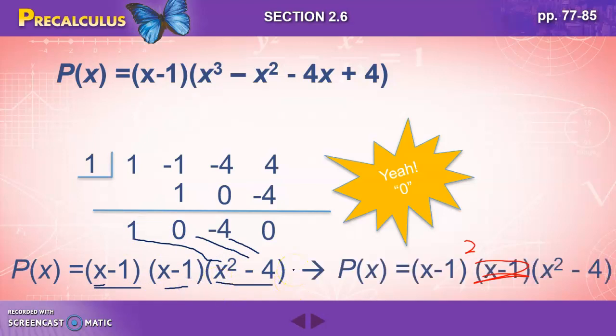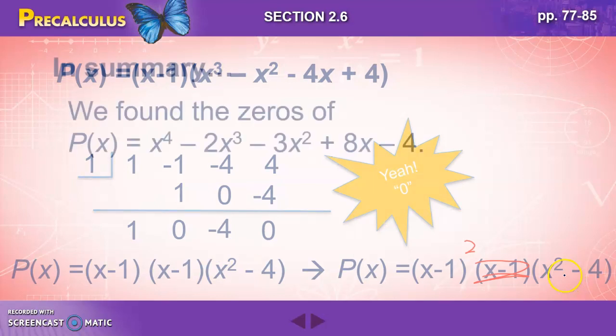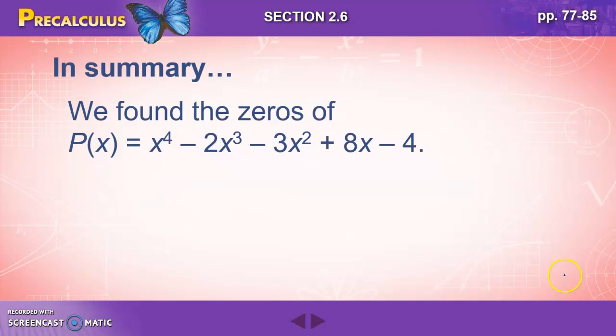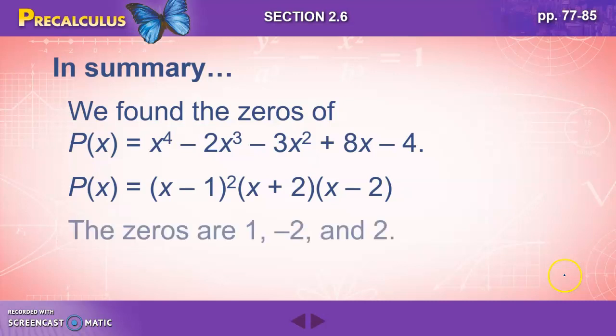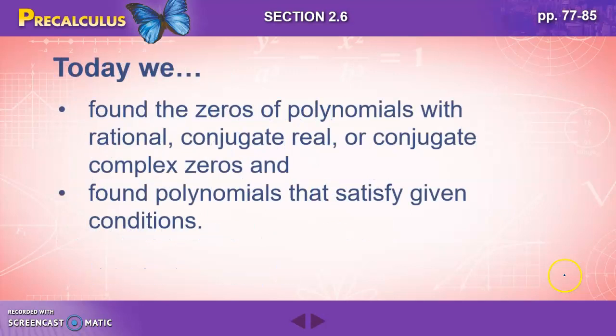So we've got 4 different roots. Now when we write that, we're going to write it as x minus 1 squared and x squared minus 4. It may only look like 3 roots, but we know that it's actually 4 because that x minus 1 has a multiplicity of 2. So in summary, we found the zeros of a polynomial, in this case x to the fourth minus 2x cubed minus 3x squared plus 8x minus 4, 4 different factors because of that 4 degree, even though one of them has a multiplicity of 2. Our zeros are 1, negative 2, and 2, and 1 has a multiplicity of 2.